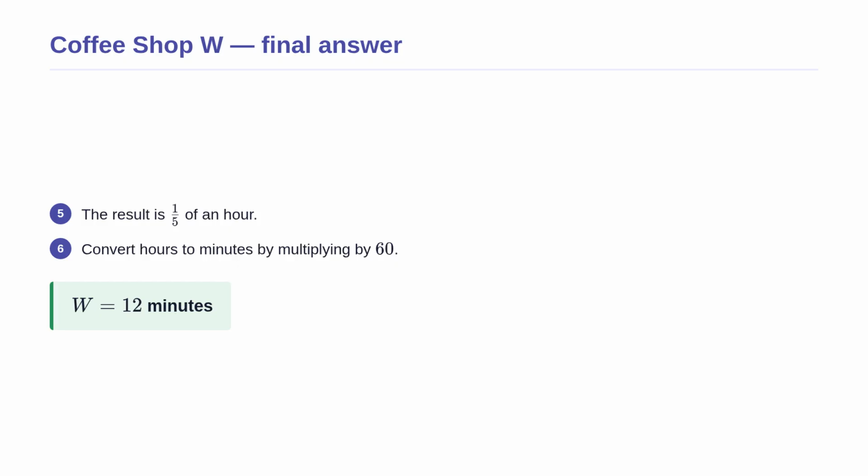Let us finalize our waiting time calculation. We have 1/5 of an hour. Since there are 60 minutes in an hour, we multiply 1/5 by 60 to convert it into a more intuitive measurement. The result is exactly 12 minutes. Therefore, a typical customer will spend 12 minutes total in the coffee shop. This includes both the time they spend standing in the queue and the time it takes for the barista to actually make their coffee. This metric is crucial for understanding customer satisfaction.